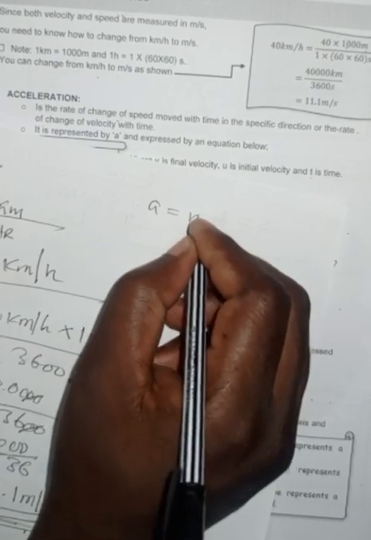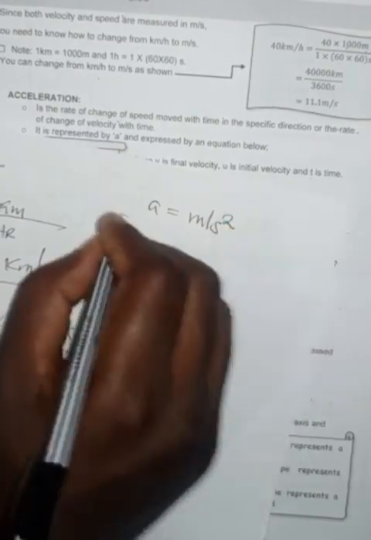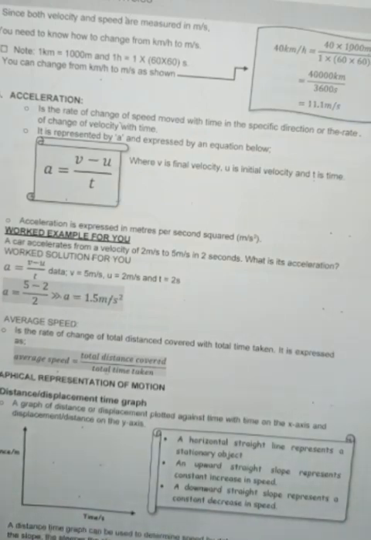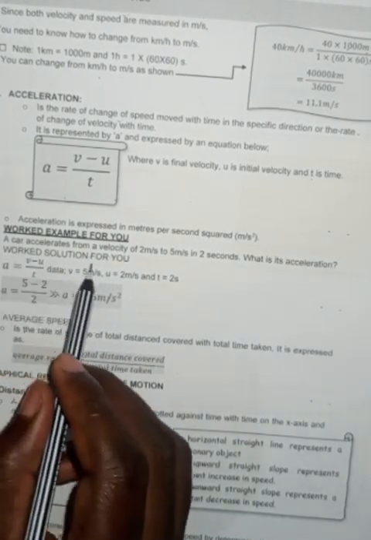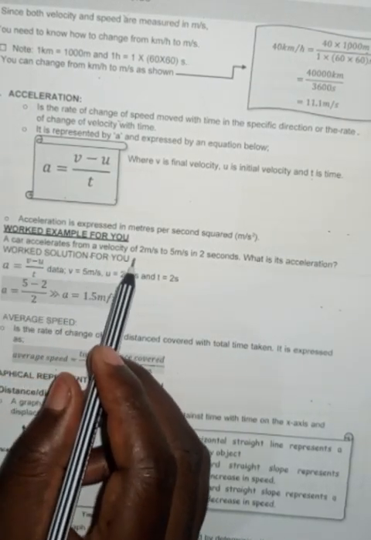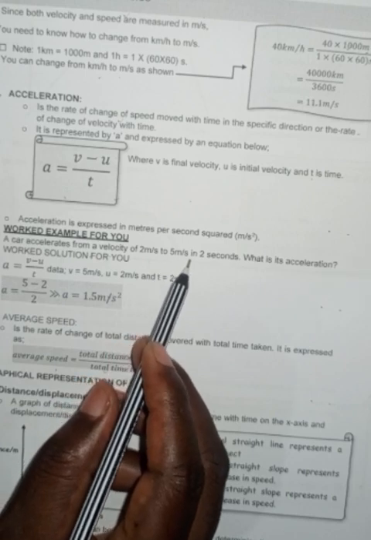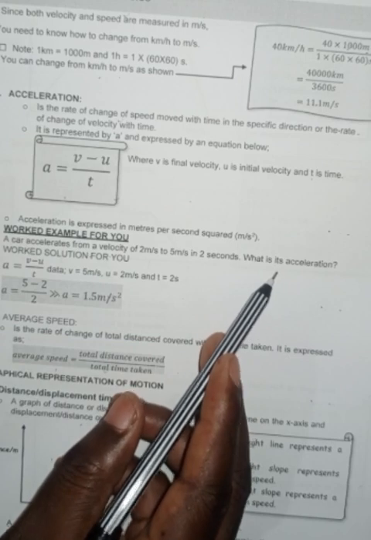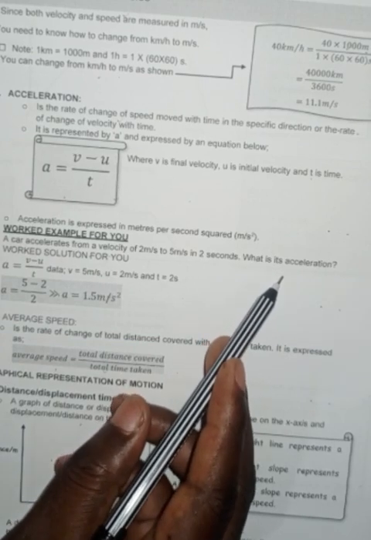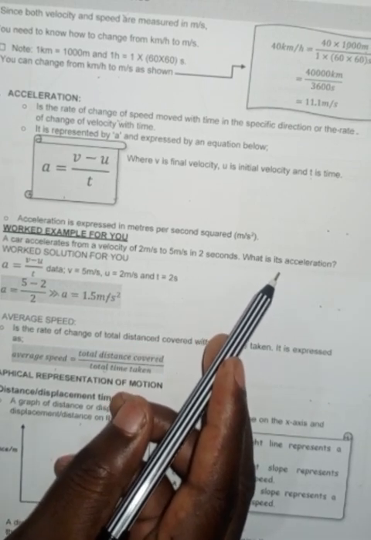Acceleration is measured in meters per second squared. So take note of that. Those are the standard units of acceleration. Let's take an example. Let's say a car accelerates from a velocity of 2 meters per second to 5 meters per second in 2 seconds. What is its acceleration?